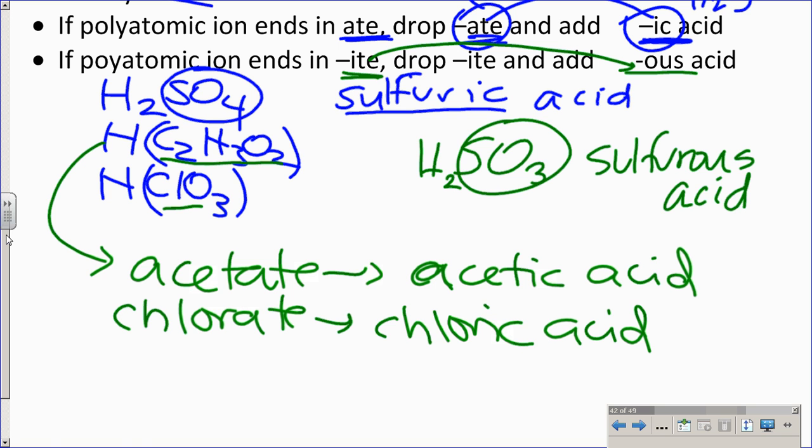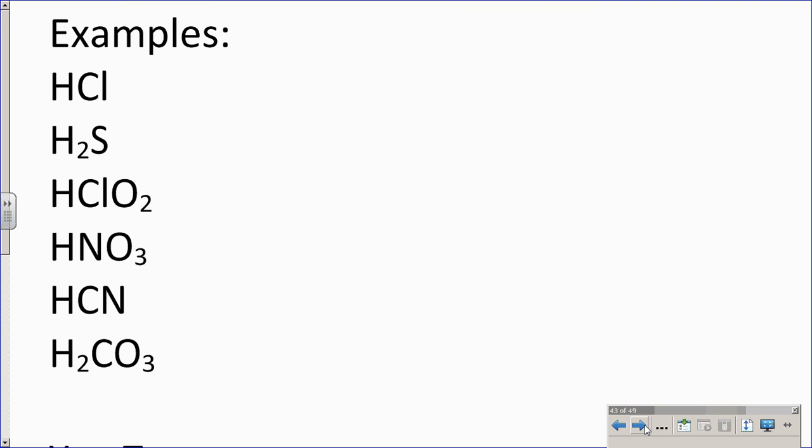Okay, let's do some more practice. This is on the back side of your paper. Is this on your paper?